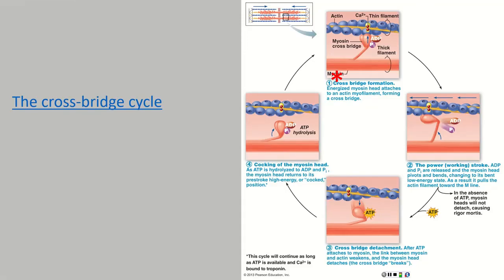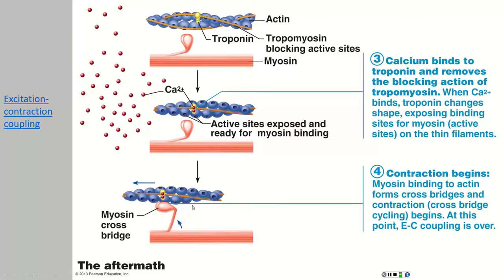So at rest, let me back up here. At rest, the myosin heads are not attached to actin because the active sites are covered up. Now, even though we don't see it in this picture, I'm going to draw something in. We've got ADP and inorganic phosphate. And those are both attached to the myosin head.